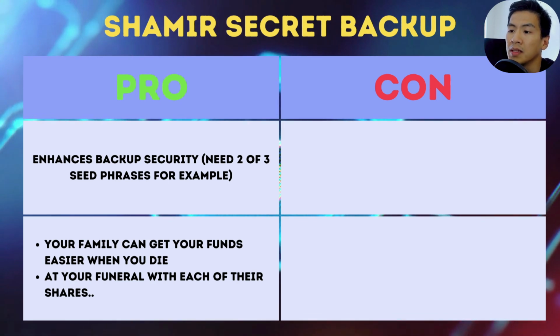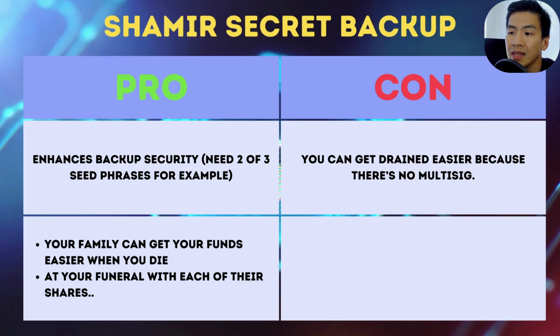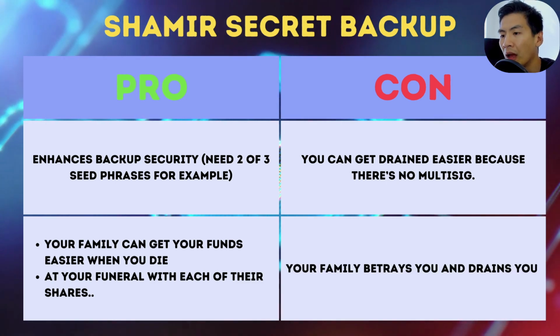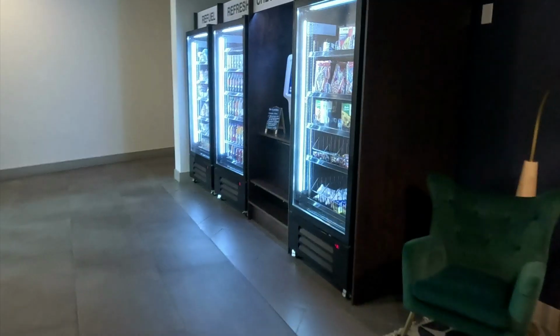The one con is that you can get drained easier because there's no Multisig. And the second con is that your family betrays you and they drain you.